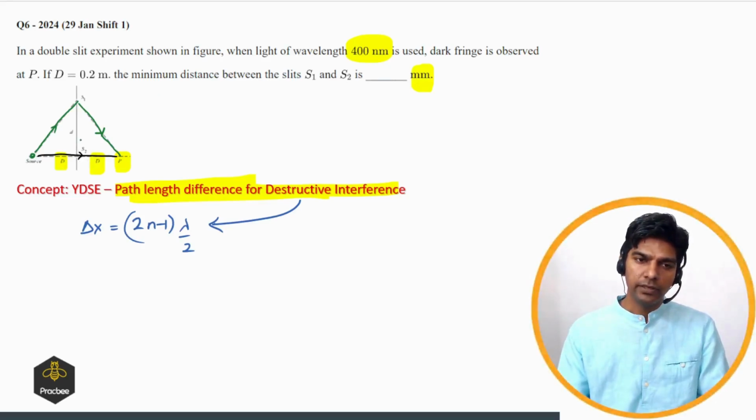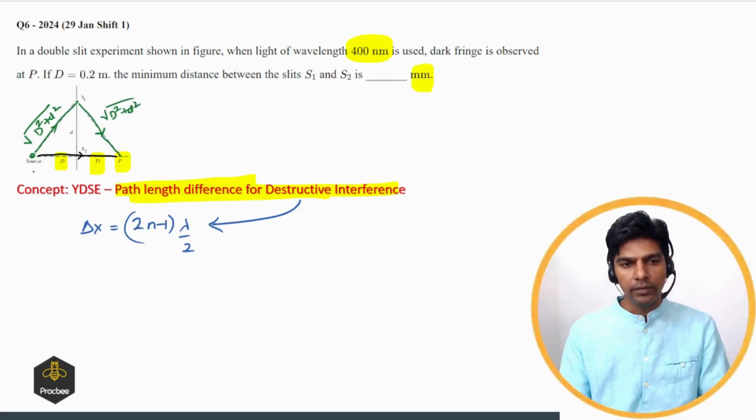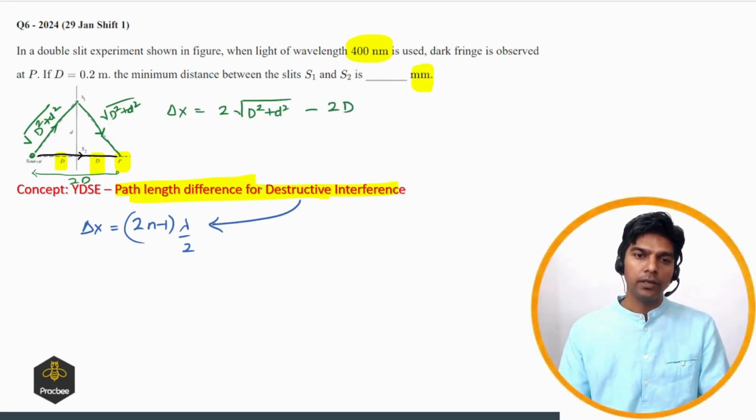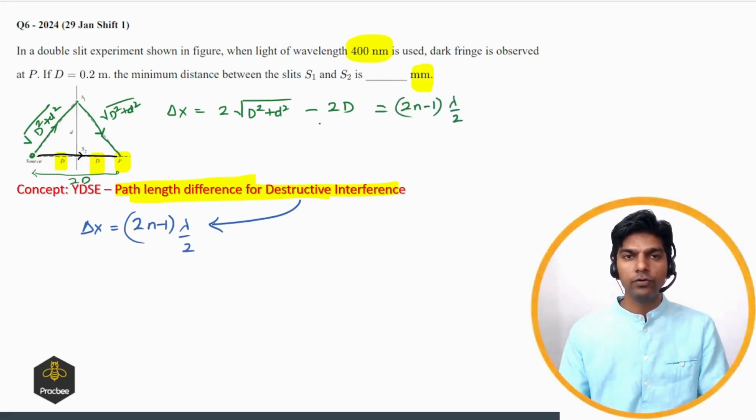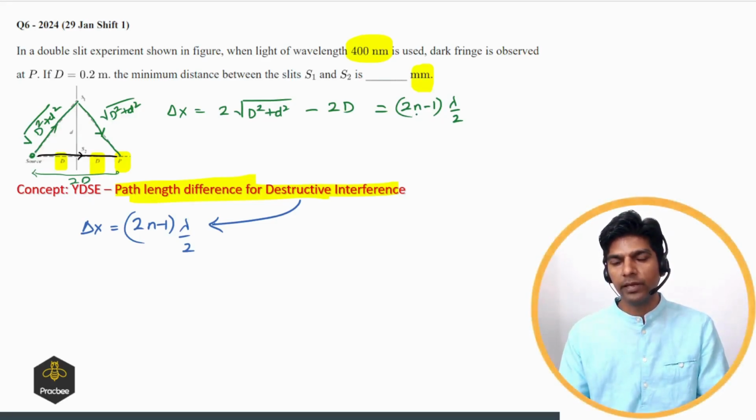And by using the Pythagorean theorem, we can say this length will be root of D square plus small d square. This length is also root of D square plus small d square. And this length is 2d. So the path length difference will be 2 times root of D square plus small d square minus 2 times D. And for destructive interference, it should be an odd multiple of lambda by 2. If you want to find the minimum distance of small d, the right hand side should be minimum. So the minimum value of the right hand side will be when n is 1.